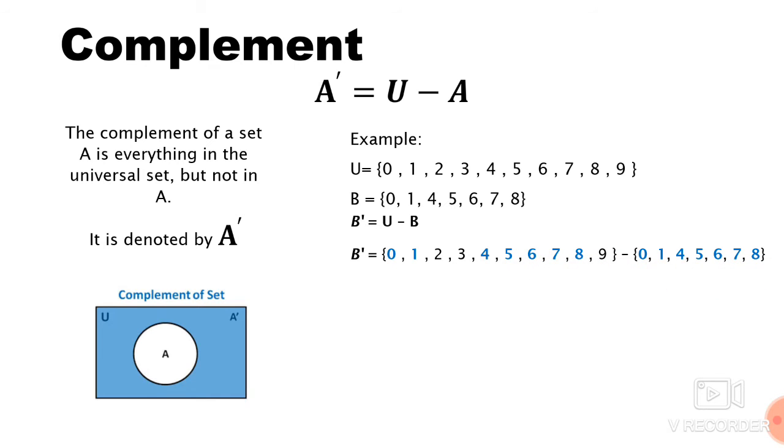All the same elements will be cancelled out, and the remaining elements of the universal set will be written. So B complement will be 2, 3 and 9, because we are left with only 2, 3 and 9. All the same elements will be cancelled out, and only the remaining elements of the universal set will be written. This is how we find B complement.